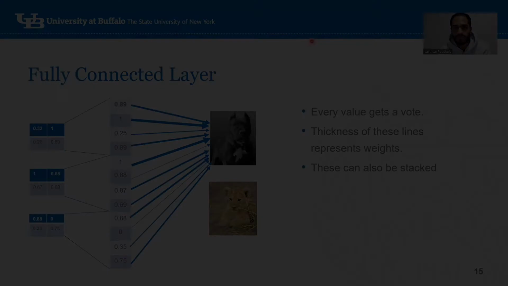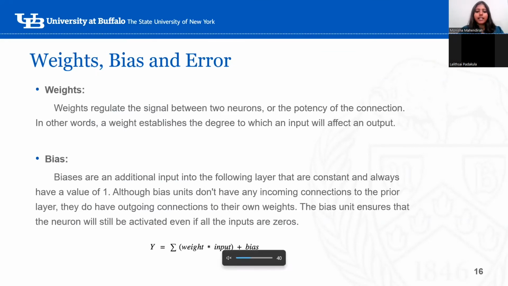Talking about weights, bias, and error. Weights are the real values that are attached with each input or feature, and they convey the importance of that corresponding feature in predicting the final output. Weights regulate the signal between two neurons or the potency of the connection. In other words, a weight establishes the degree to which an input will affect an output.